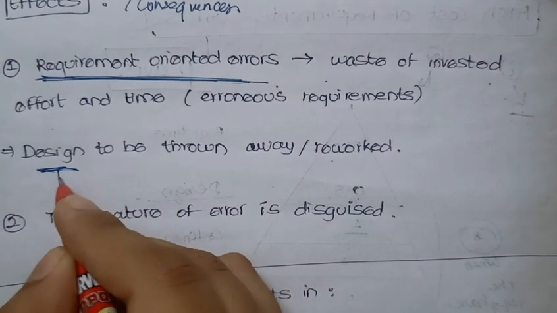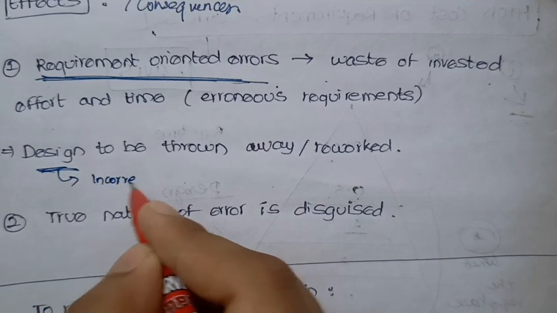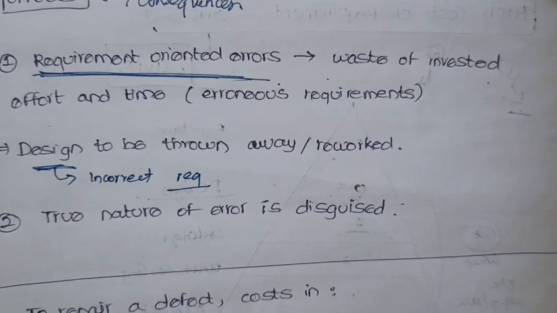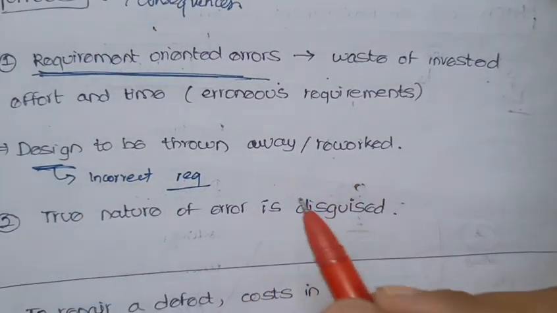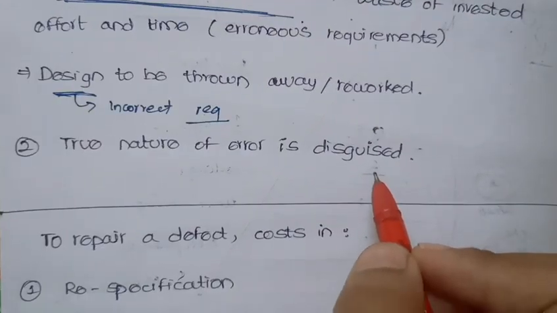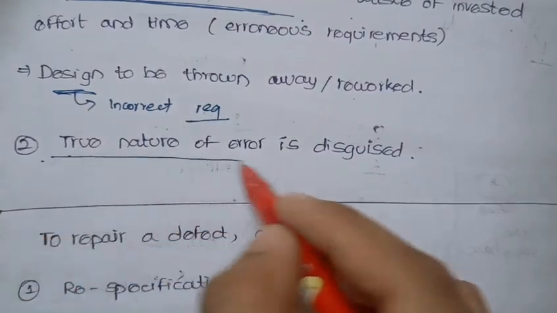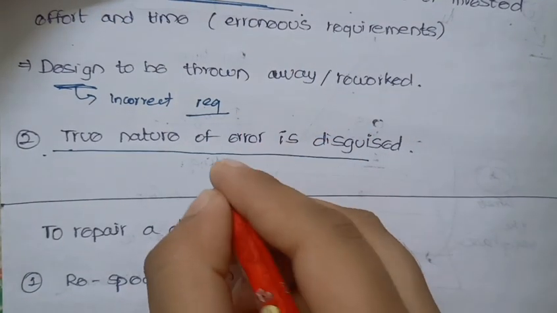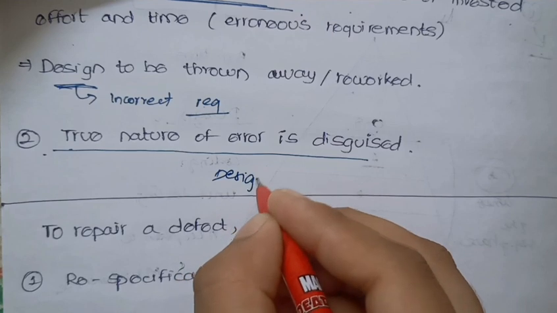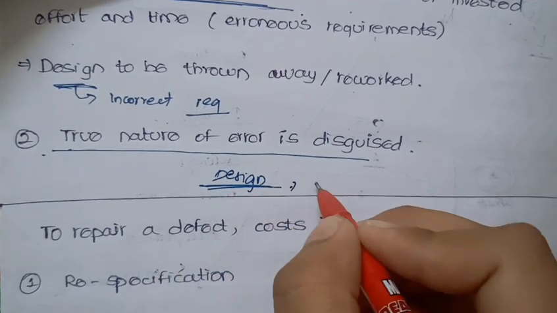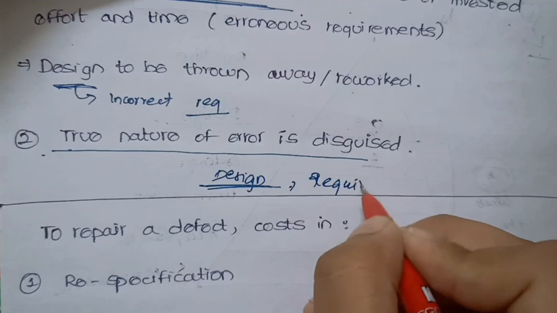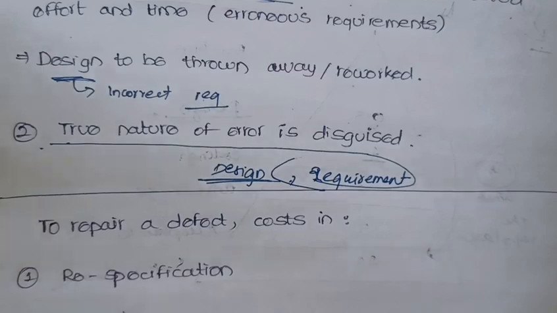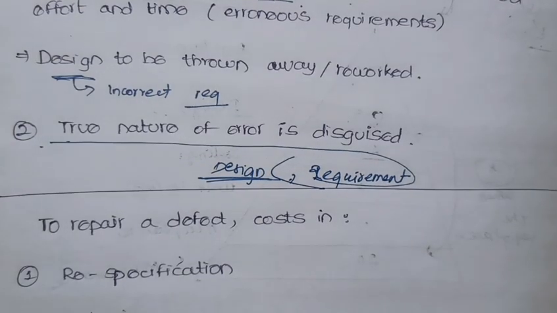So the design which we have created from incorrect requirements can't be used now, because this is a complete opposite of what the user needs. So it has to be thrown away or reworked completely. And the second main effect is that the true nature of the error is disguised. So when we do the testing, we may think that the error is from the design phase. So we check errors in the design phase, but actually we never discover that there is a requirement error. So after a long time of checking in the design phase, then we recognize that it is a requirement error, and we come back to the requirement phase and then check the errors.